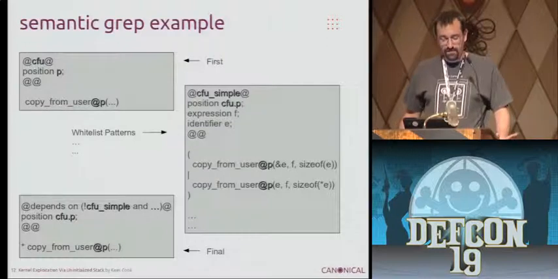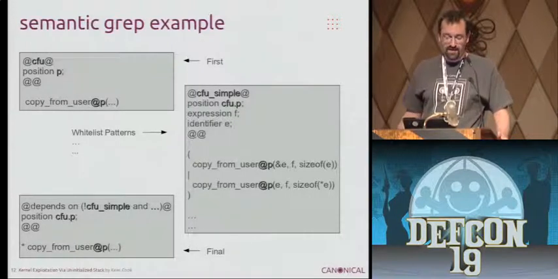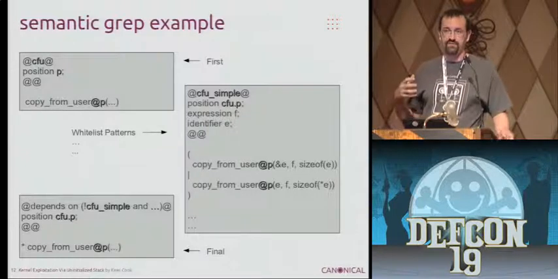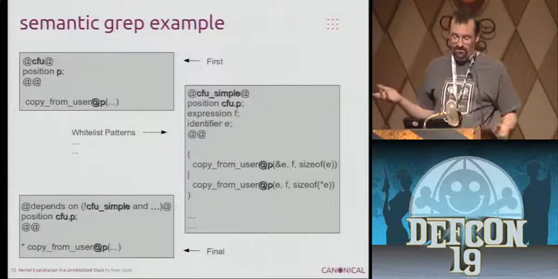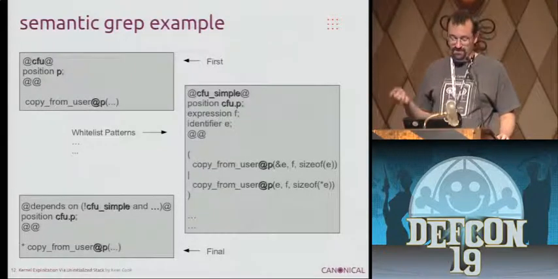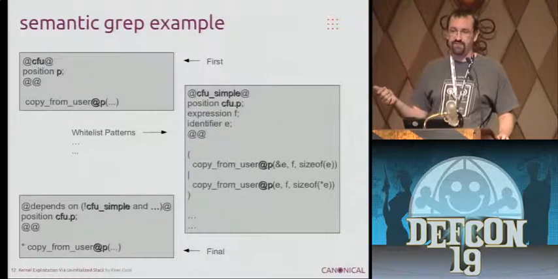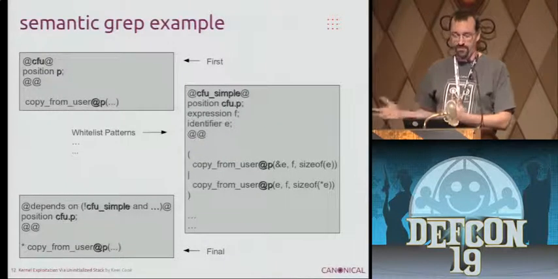The first thing I would do is define a position. So the copy from user at position P is the top of that, and then a whole extensive list of whitelists of things that are verifiably correct. An example whitelist pattern here is copy from user into the address of a structure that we've actually done a sizeof on. So that's not overflowed. We know it's the right size.